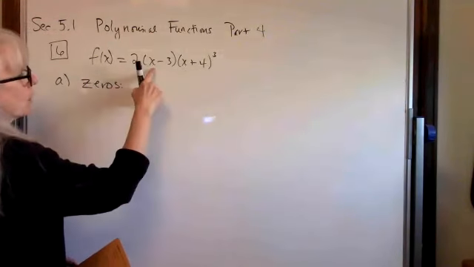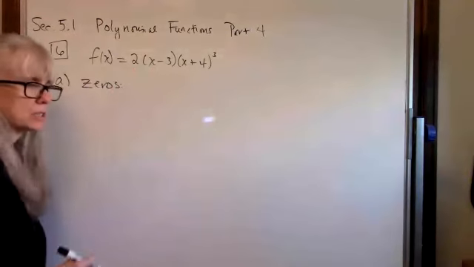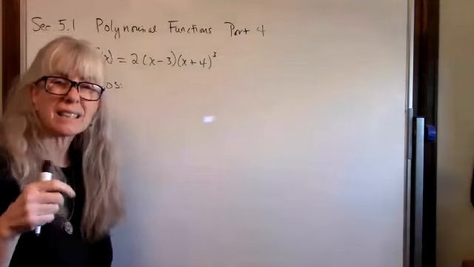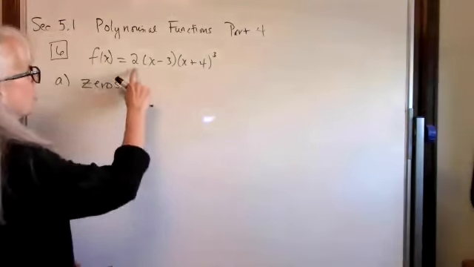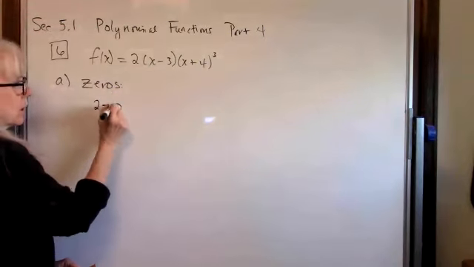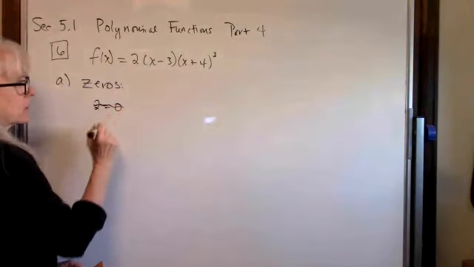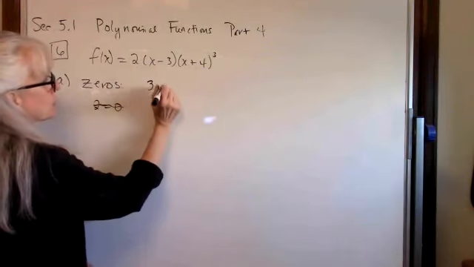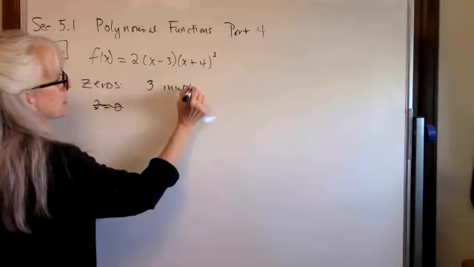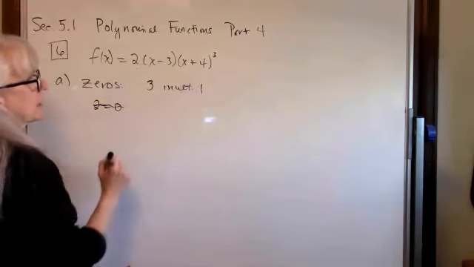So the 2 out in front is just a leading coefficient because there's no x attached to it. It's not going to impact the conversation about zeros. This 2, again, if you set 2 equal to 0, gives me nothing. It doesn't tell me anything, so we don't need to do that. We set that x minus 3 to 0, we'll get an x equal to 3, and it has a multiplicity of 1. That's its outside exponent.